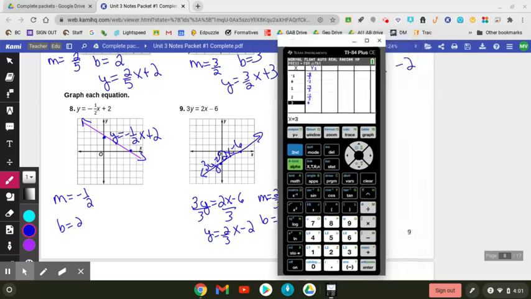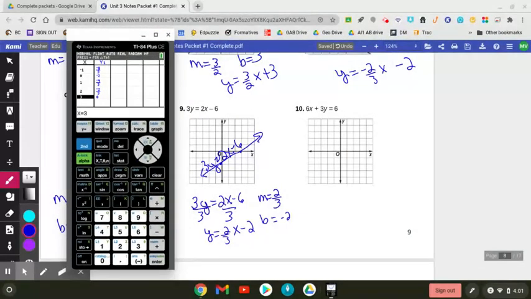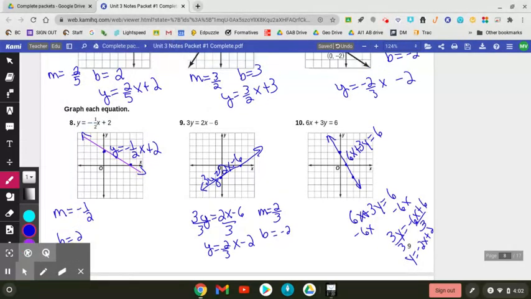So pause and do number 10 and come back. Okay. So hopefully you paused and found out that that equation should be y equals -2x plus 2, which has a slope of -2/1 and a y-intercept of 2. So I start on 2 on the y-axis and I go down 2, right 1.